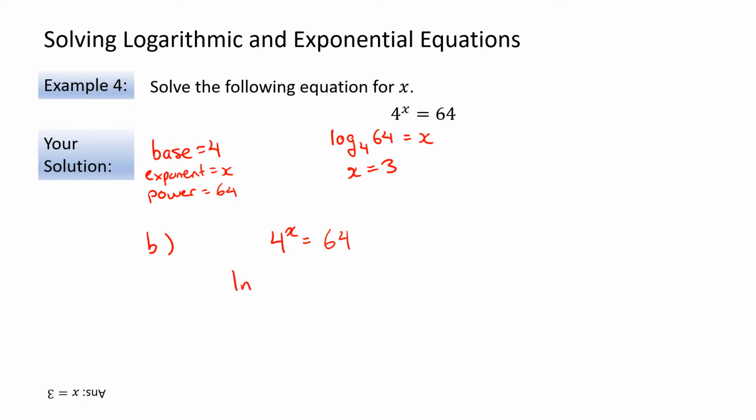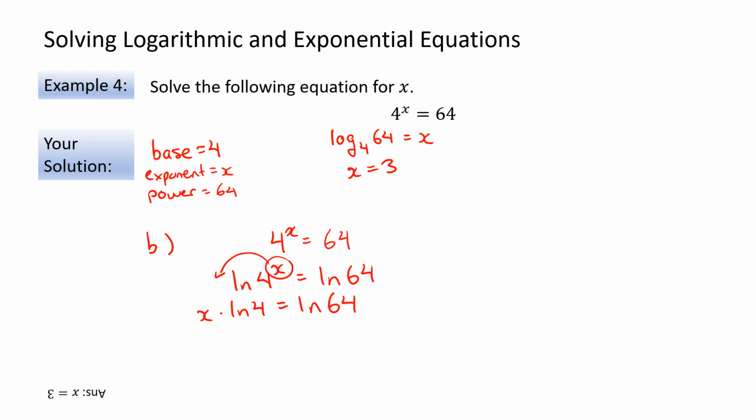So this becomes the ln of 4 to the exponent x equals the ln of 64. Remember, I did it to both sides. Now I can use the rules of logarithms. This x exponent can now come in behind. So this becomes x times ln of 4 is equal to ln of 64.